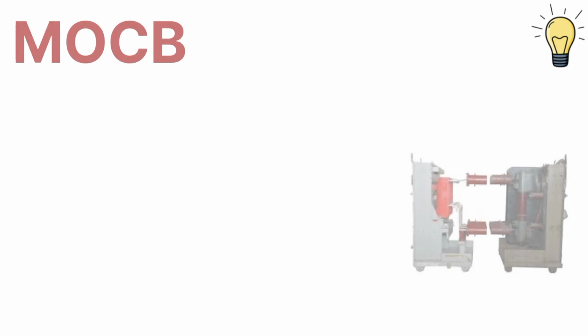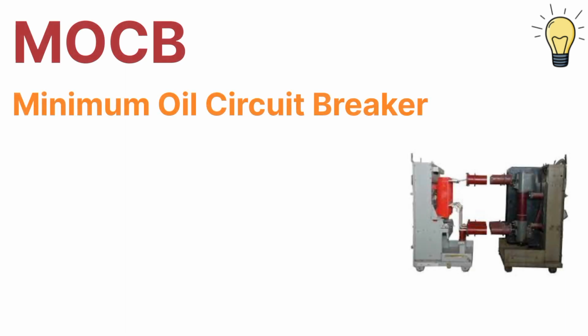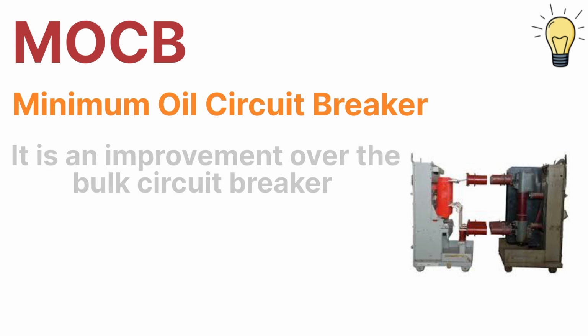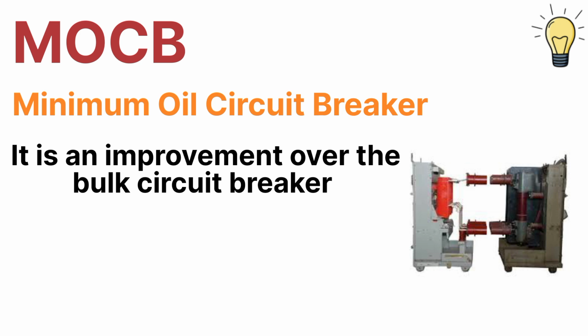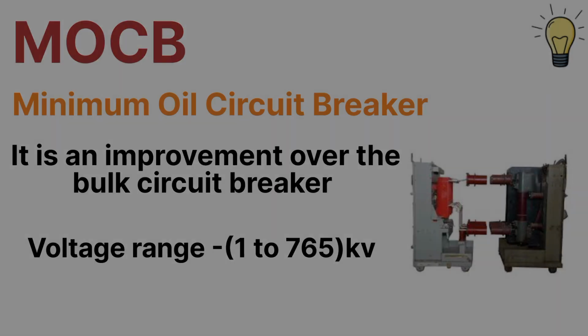Next, the final circuit breaker is the MOCB. MOCB is generally known as a minimum oil circuit breaker, and it is an improvement over the bulk oil circuit breaker. The range of this circuit breaker is from 1 kV to 765 kilovolt.